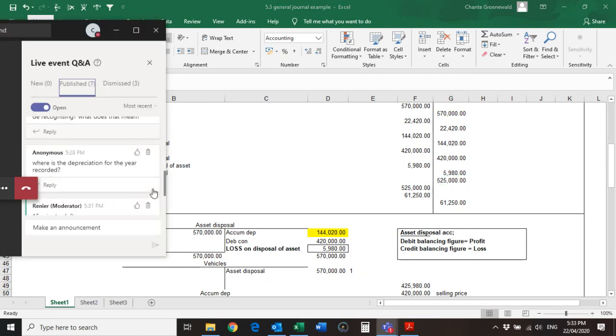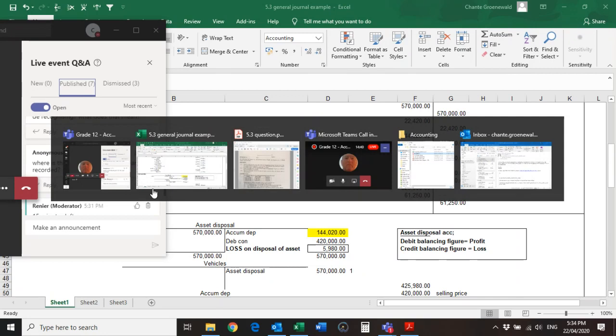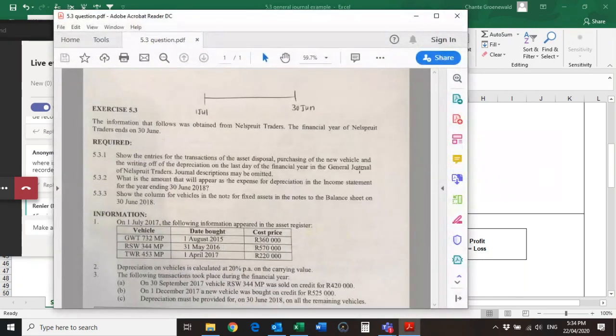Let's go back to the question. Purchase of new vehicle, I need to account for in my general journal. Check. I've done my asset disposal, check. I've done my purchase of the new vehicle, check. Now it says, and the writing off of the depreciation on the last day of the year.